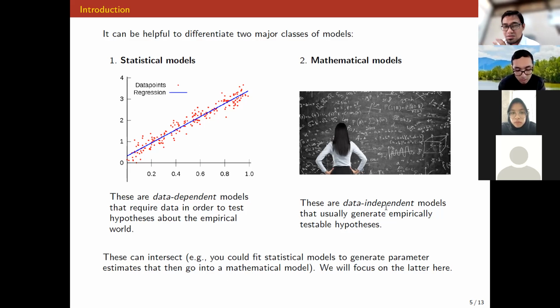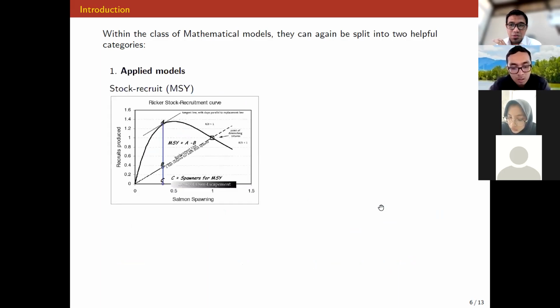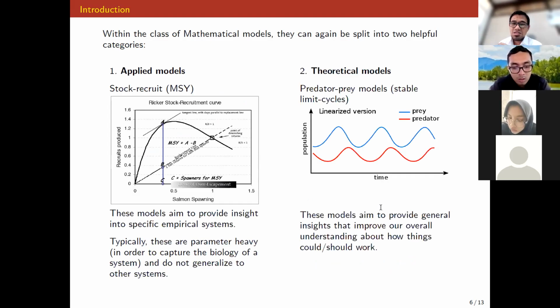So even if we don't have data, we can still make models to describe some phenomena in nature. Okay. In mathematical models, we can again split into two categories. The first one is applied models, and the second one is theoretical models. So what is the difference between them?